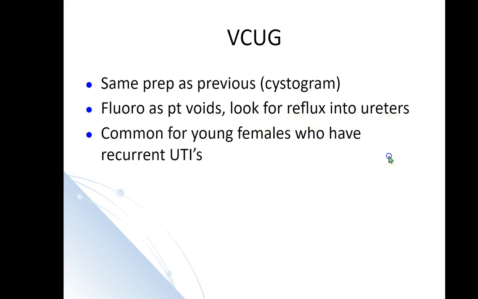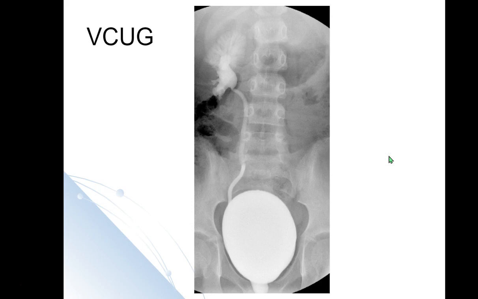So let's look at an example. Here's a VCUG. You can see the bladder is filled with contrast. The patient is asked to urinate or void on the table. And then you can see here, during the process of voiding, there's actually reflux back up this right ureter all the way into that kidney. So certainly that's going to bring bacteria up into that ureter and that kidney from the bladder and cause those chronic UTIs.